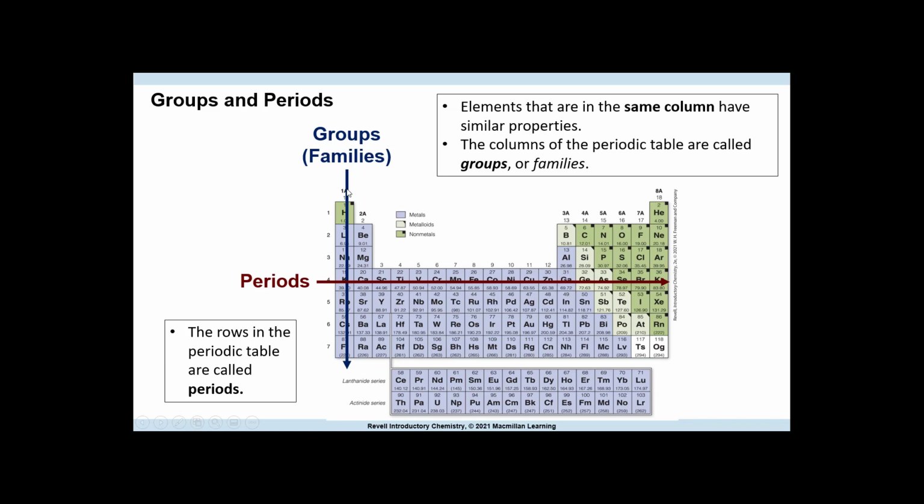And so 1A, 2A, these go together. So these 2 columns, and then over here, this is separate. We will cover that in a while. But the periods are rows going across, horizontal lines. Vertical is the groups. We call these families.